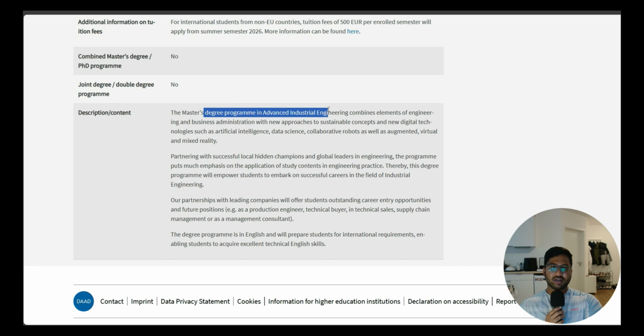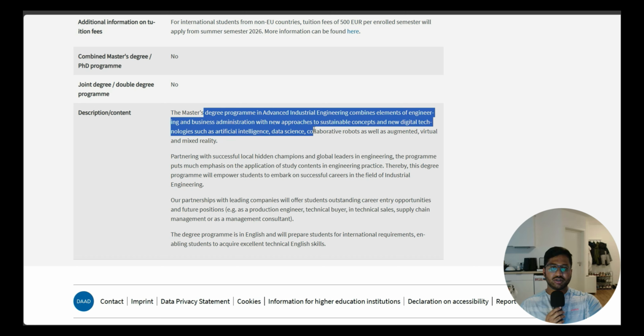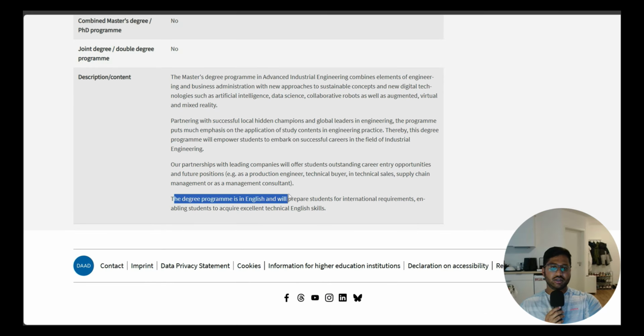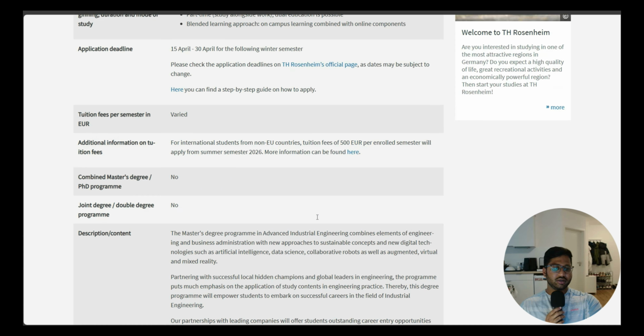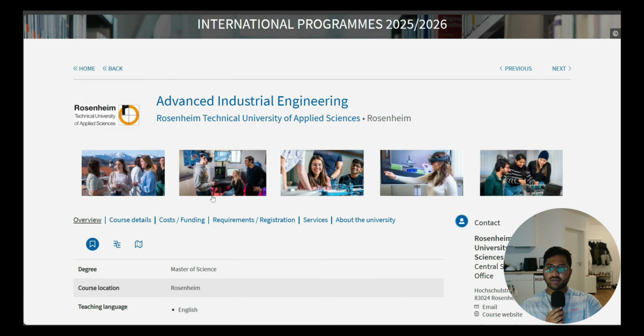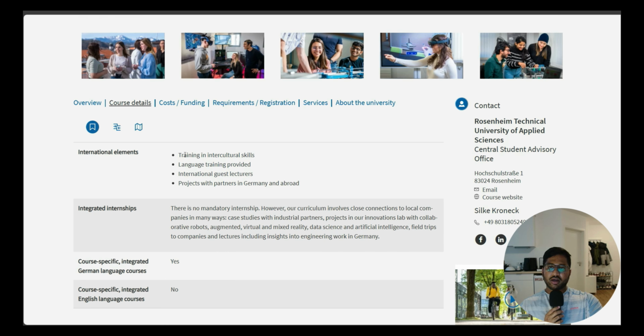but it's a general thing that they have mentioned, that the master degree in industrial engineering combines elements of engineering and business administration with new approaches, sustainable concepts, and new digital technologies such as artificial intelligence, data science, collaborative robotics, as well as augmented, virtual and mixed reality. And yeah, the degree is in English, prepares students for international requirements, enabling students to acquire excellent technical knowledge and English skills.